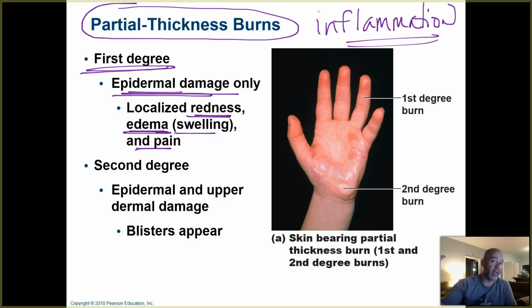Also, your blood vessels dilate. When you have inflammation anywhere in the body, your blood vessels dilate. That's what causes the redness. Remember, we said any skin redness is caused by increased blood flow.